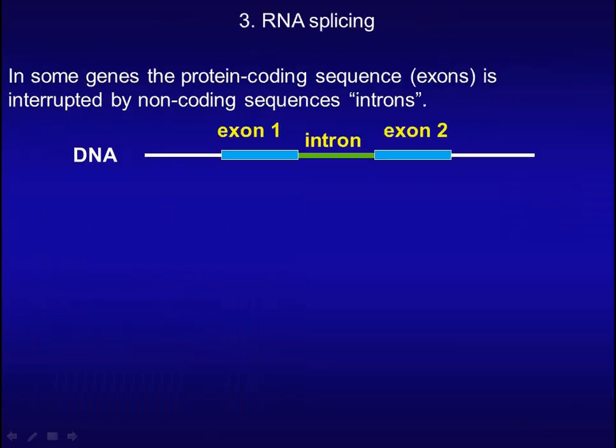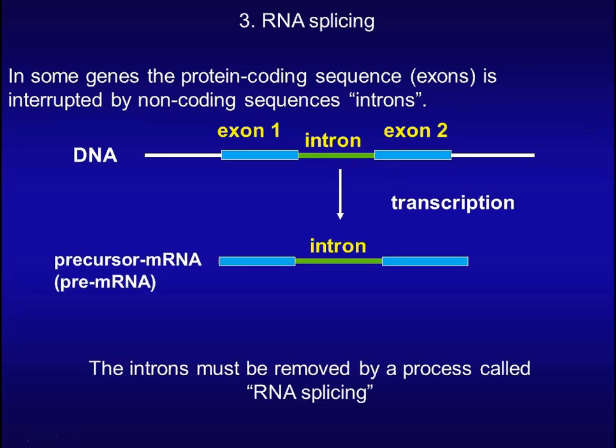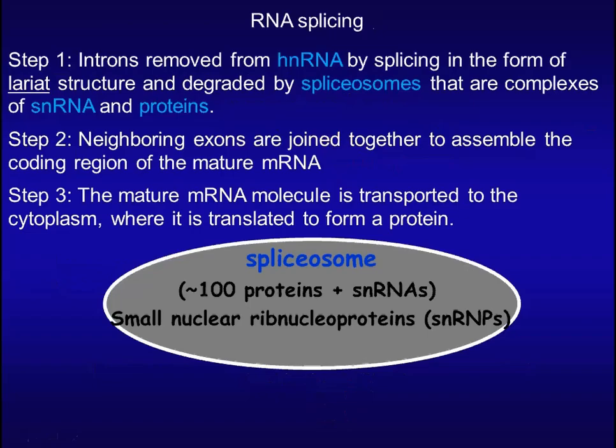Some genes contain introns. Introns must be removed before the final RNA exits from the nucleus. This process is called RNA splicing. Introns are removed from heterogeneous nuclear RNA by spliceosomes that are complexes of small nuclear RNA and proteins. Here is a spliceosome.